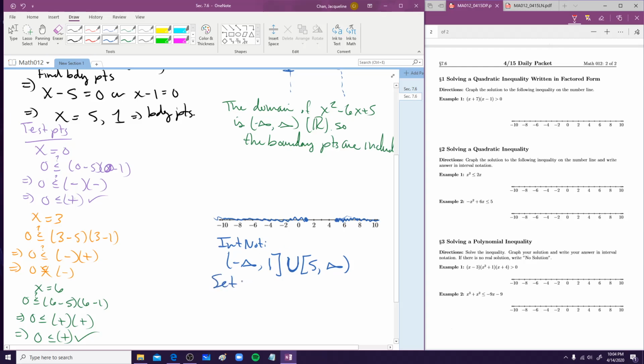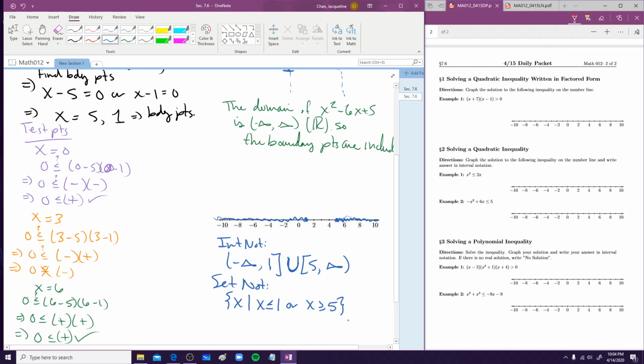Taking it a step further, what is our set notation? Our set notation is the set of all x such that x is less than or equal to 1 or x is greater than or equal to 5.